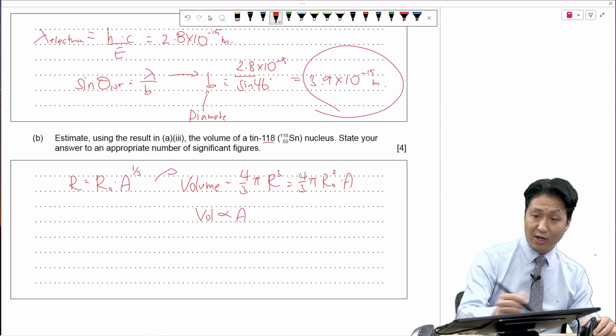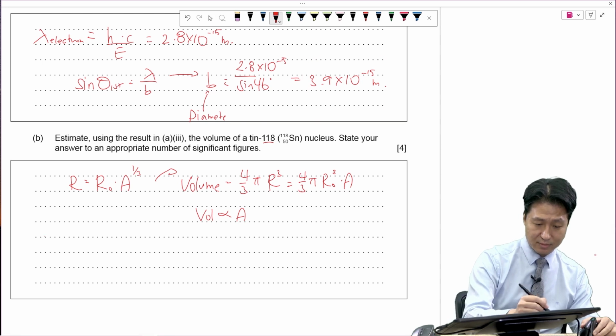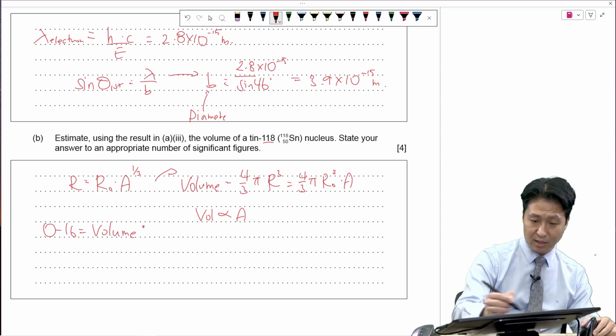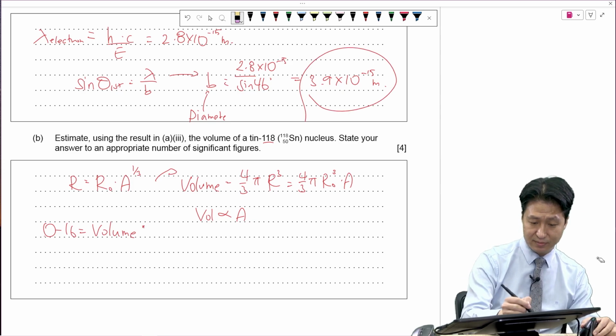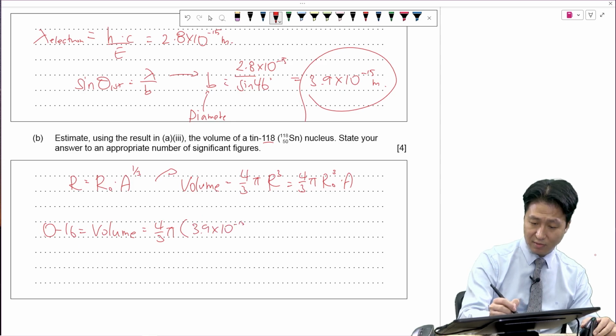So for oxygen-16, the volume is, well, it's half of this for the radius, first of all. So 4 over 3 for the volume times pi, and what is it? 3.9 times 10 to the negative 15 divided by 2 cubed.